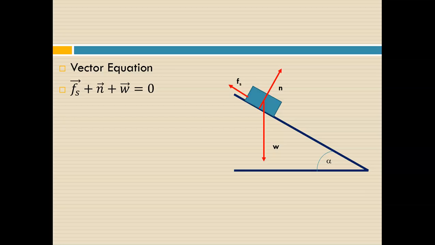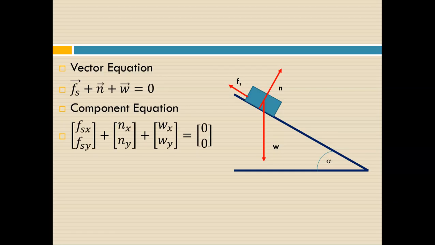The next step, well, whenever we write the vector equation, we usually follow it up with a component equation. So I'm going to replace each of those vectors with a column of components. We replace F with Fsx and Fsy, we have normal with Nx and Ny, and weight with Wx and Wy. Now we have to come up with the expressions that give us those particular components.